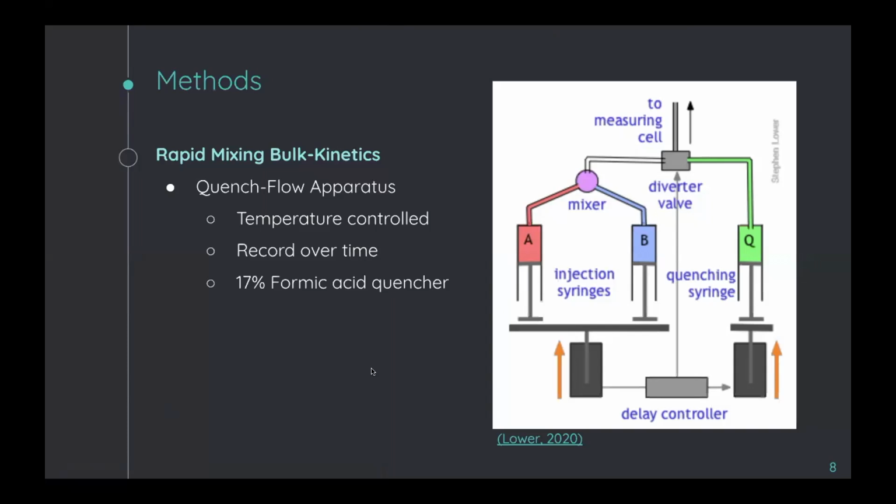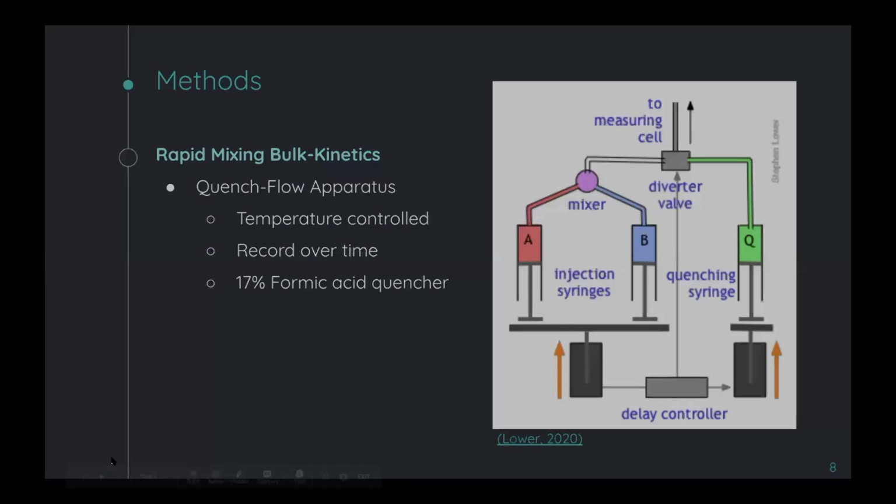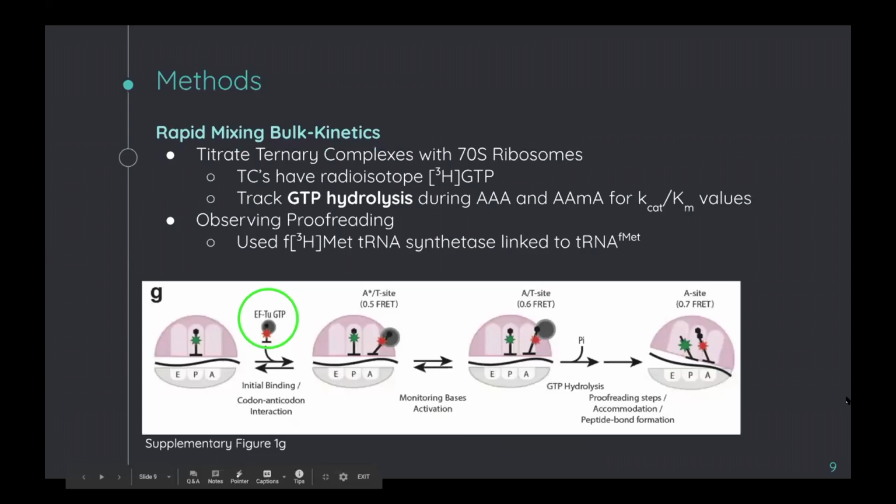In order to get more quantitative data along with the smFRET, bulk kinetics methods were done to determine how a methylated codon affects tRNA accommodation and peptidyl transfer. This is a generic quench flow apparatus where you have two solutions that get mixed in a controlled manner and a quenching solution that stops the reaction at a desired time point. In this experiment, ternary complexes were mixed with 70S ribosomes. The ternary complex, which is circled in green below, is the EFTU, GTP, and tRNA with synthetase.